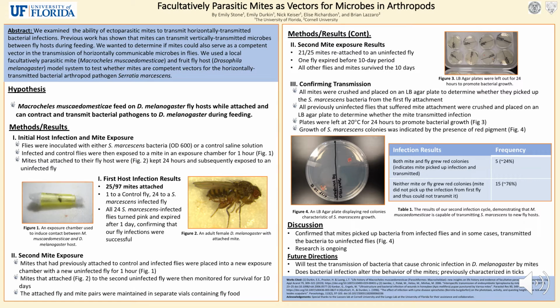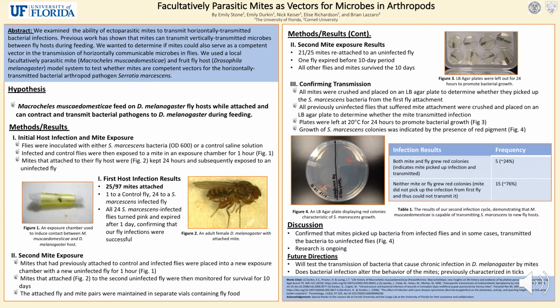Lastly, 10 days after feeding on their second host, mites and flies were crushed and plated on individual sides of an LB agar plate. These plates were then left in a 20 degrees Celsius environment for 24 hours to promote the growth of bacteria. Growth of Serratia marcescens colonies was indicated by a production of red pigment from plated flies or mites.